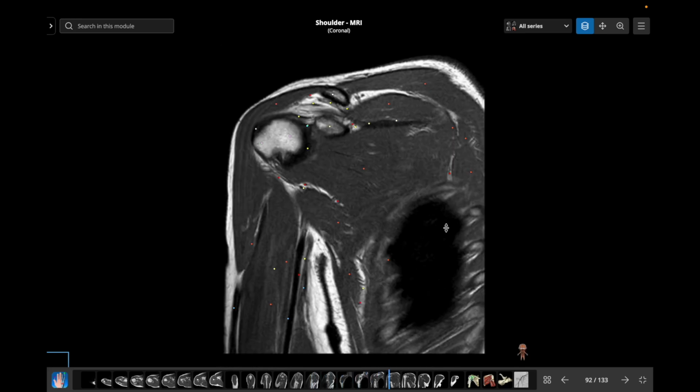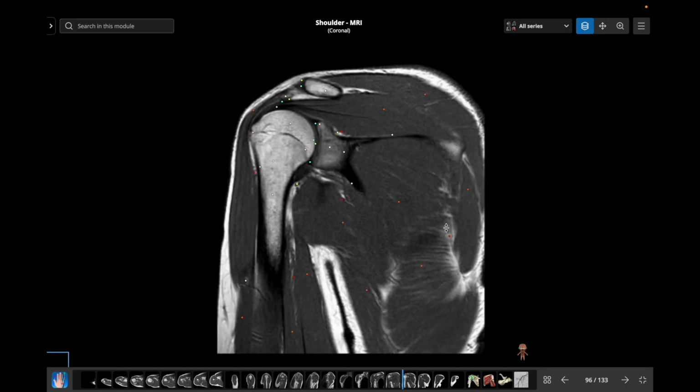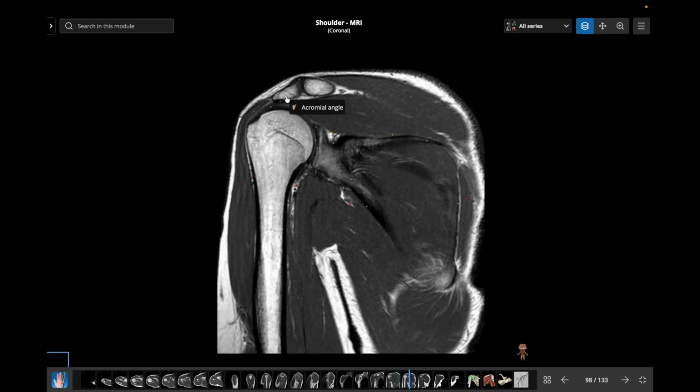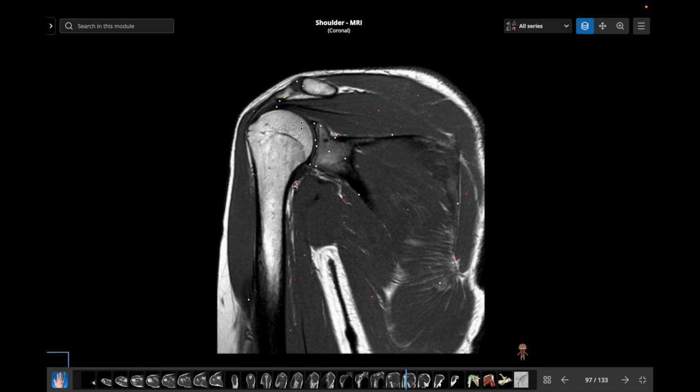Let's go through the coronal anatomy. Again, you've got your clavicle here, so the distal end of the clavicle, your acromion here, and your acromioclavicular joint. You then have your humeral head, which is this. This would be the anatomical neck of the humerus. This would be your surgical neck of the humerus.